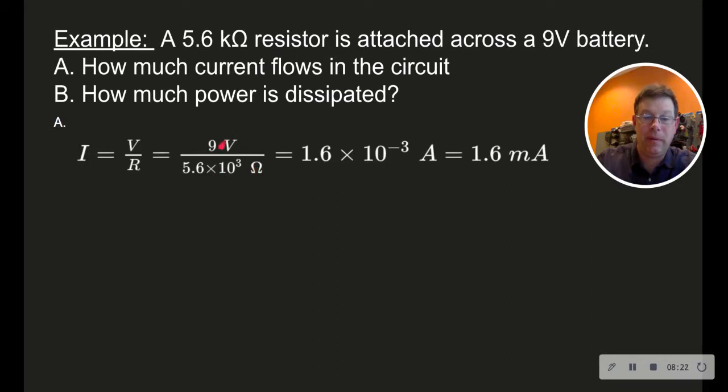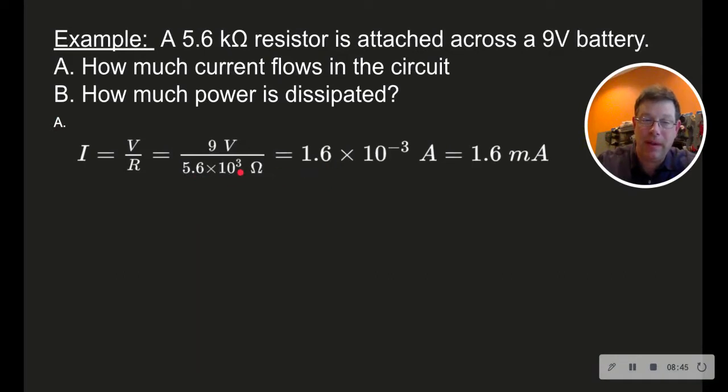Notice how I've kept the units in my equations. I always, again, keep the units in my equations as I go in these physics problems as a check and to make sure that I get the right unit at the end. So it's 9 volts over 5.6 times 10 to the 3 ohms. And if I do the math in a calculator, I would take 9 and divide it by 5.6, and that gives me the number 1.6.